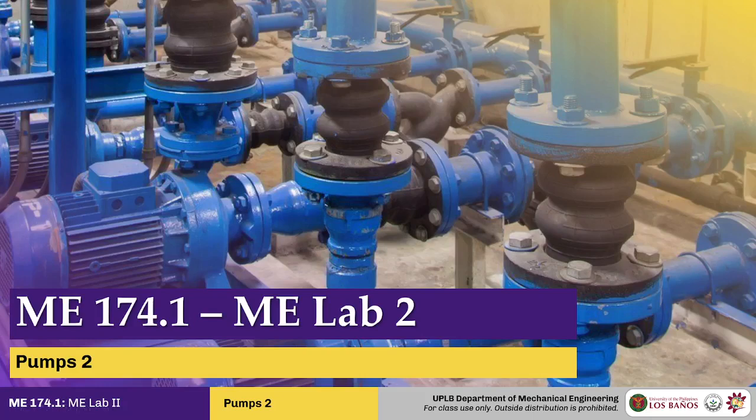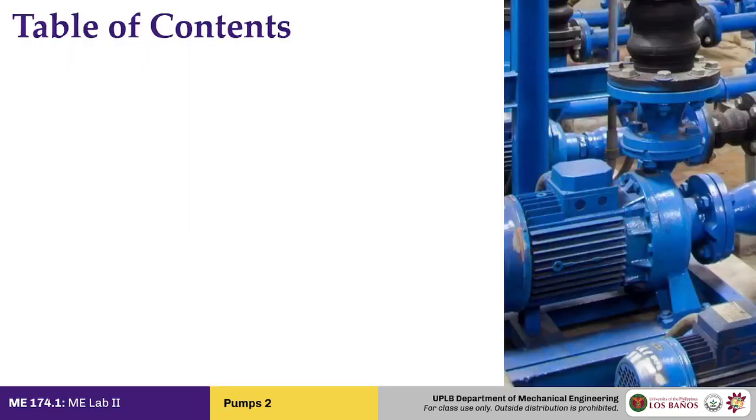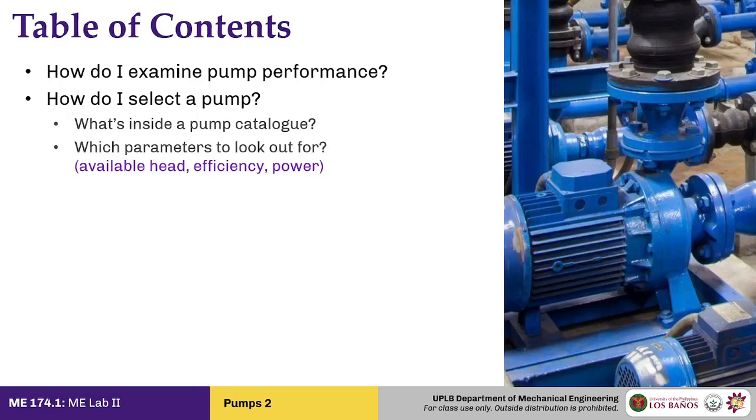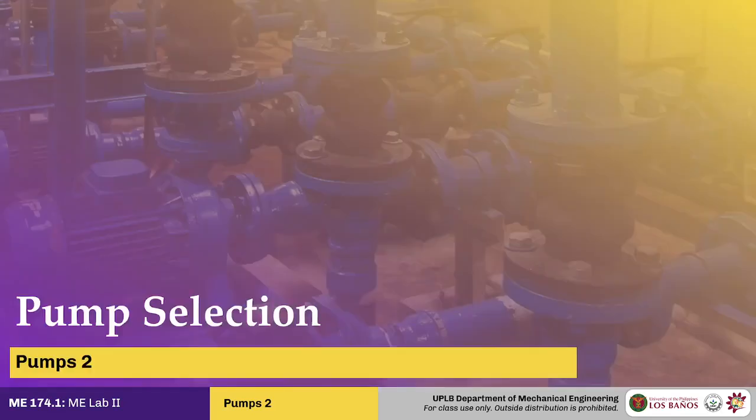All right. So let's go. So what will we be covering for today? First and foremost, we will look at how to examine the performance of a pump, particularly a rotor dynamic or non-positive displacement pump, and how do we select them? So what's inside the catalog just in case you get into procurement, and what should be the parameters that you should look out for? Next is what happens when pumps are connected together. So first and foremost, let's go ahead with pump selection.